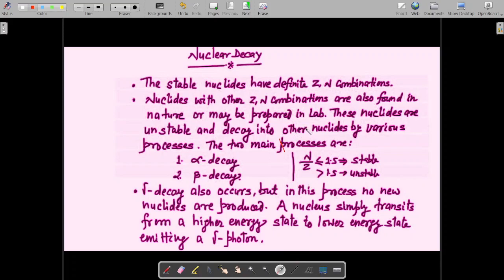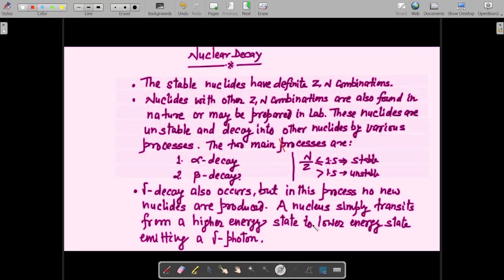Or may be prepared in the lab. These nuclides are unstable and decay into other nuclides by various processes. These man-made nuclides and rare nuclides are unstable, and they decay into other nuclides by various processes.